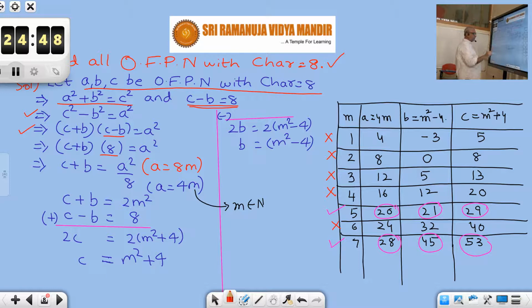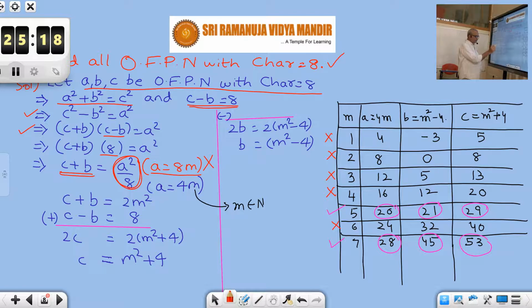Here at this stage, almost all the students are writing: A square by 8 is an integer, implies A must be a multiple of 8, so A is equal to 8m. That is not correct. See, C and B are positive integers, so C plus B must be a positive integer. Therefore A square by 8 must be a positive integer.